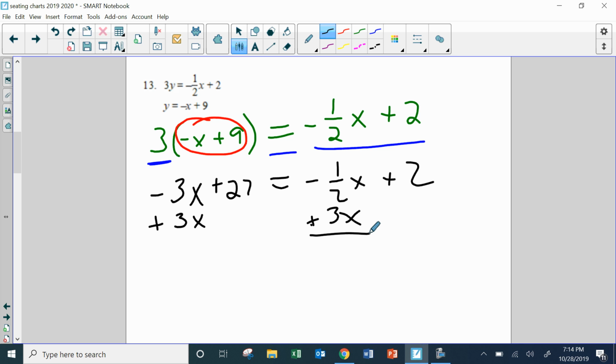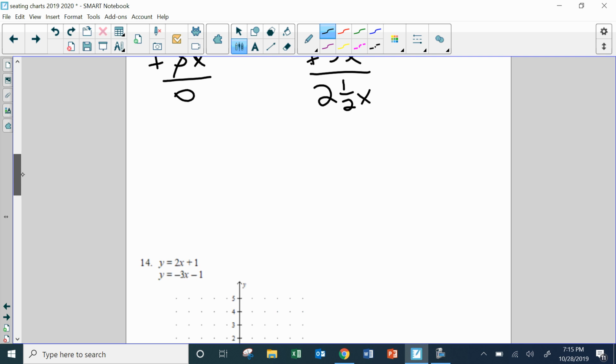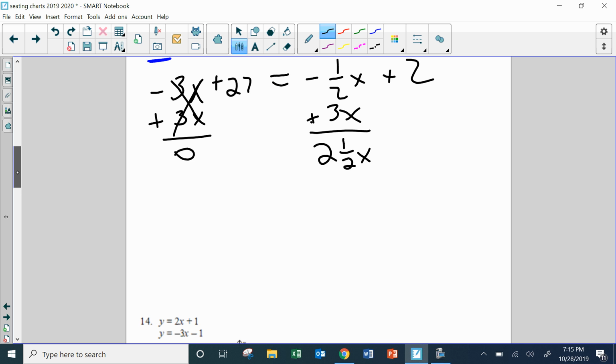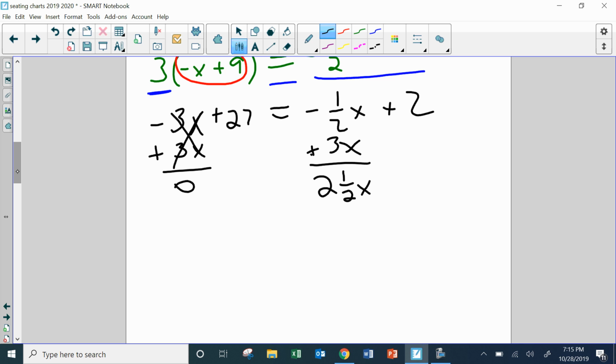So this gives me 2.5x here. So I canceled those out. Those became 0. So now my new equation, I may not have enough room. I can always slide that stuff down. My new equation is, so I still have the 27, so I'm bringing the 27 down. Didn't do anything with that, so that just stays in there. Equals 2.5x plus 2.